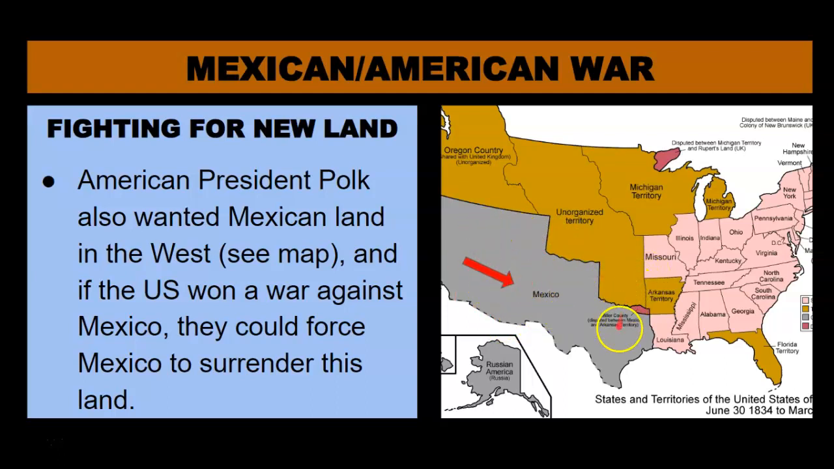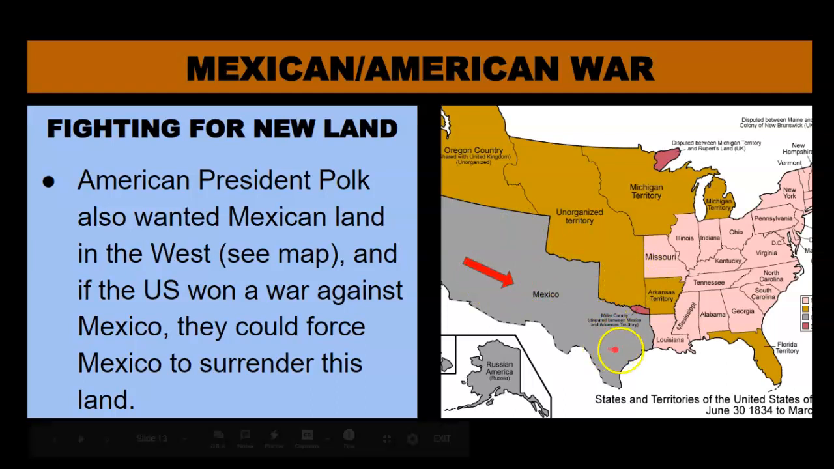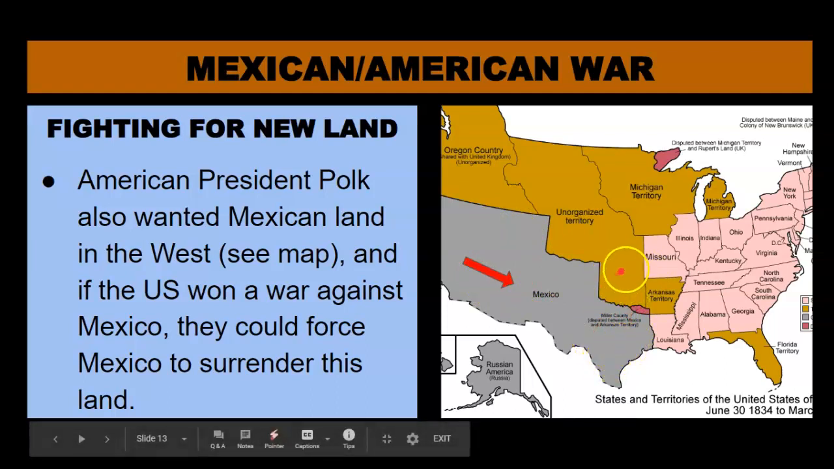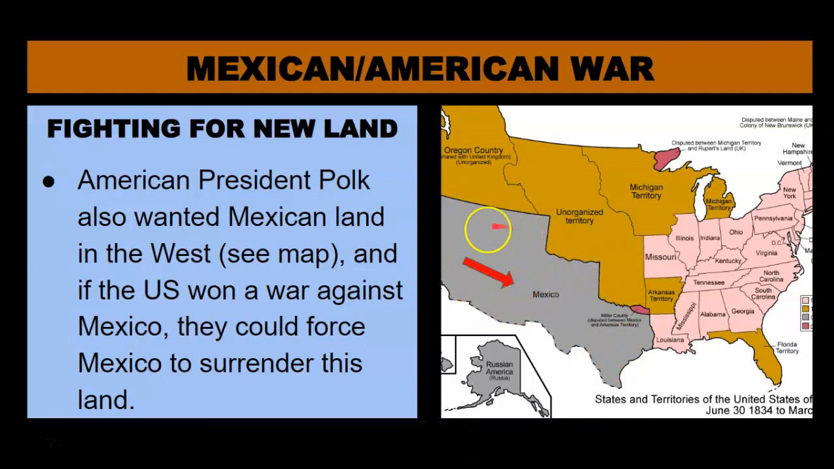And by declaring war on Mexico over Texas, this area down here, they had the chance, if they won the war, to force the Mexican government to surrender all this land that you see on the map. So another reason to declare war was economic. What would they gain if they defeated Mexico? They would gain land.